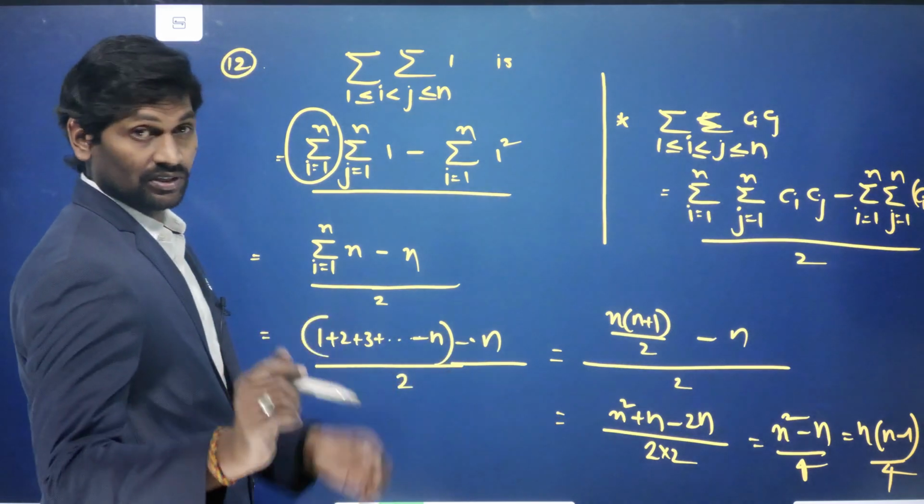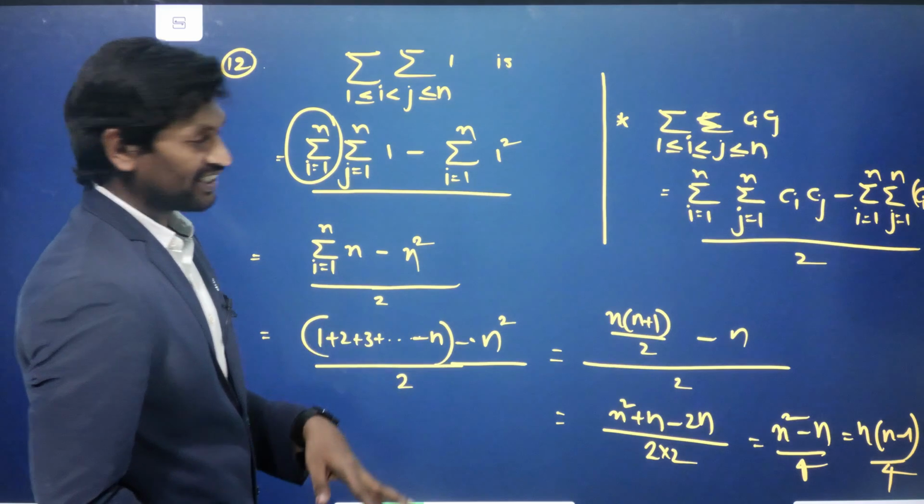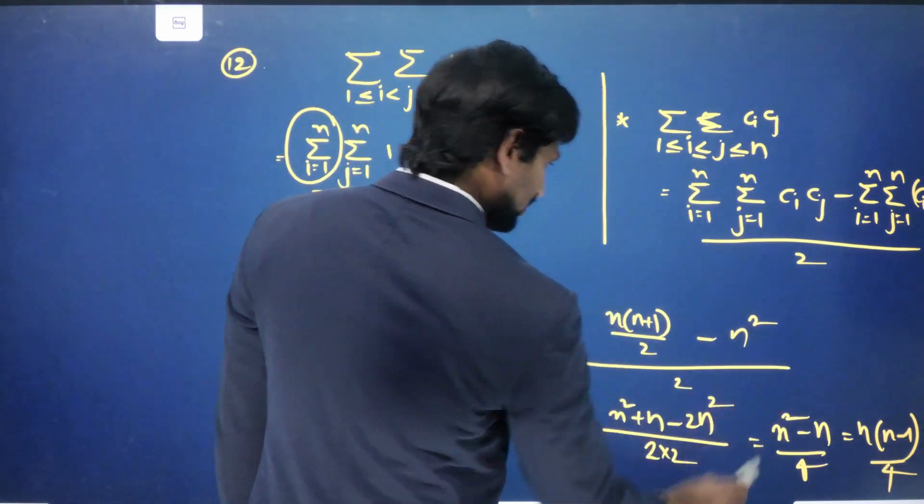Or else, okay, one second. Here, in the place of 1 square, let us try to apply n square, because 1, 2 we are getting extra here. So n square, here also n square will be, here also n square will be.